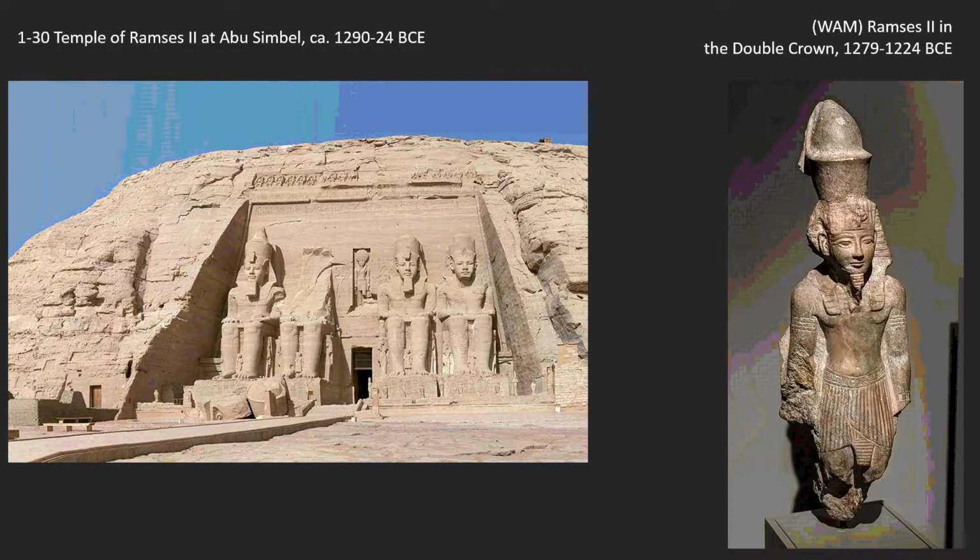We have a statue of Ramses II up in the Walters Art Museum, which I thought I'd bring in as well, since I'm trying to focus on things you can go see here in the DC area.